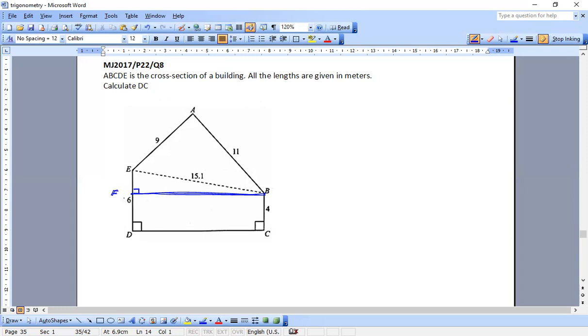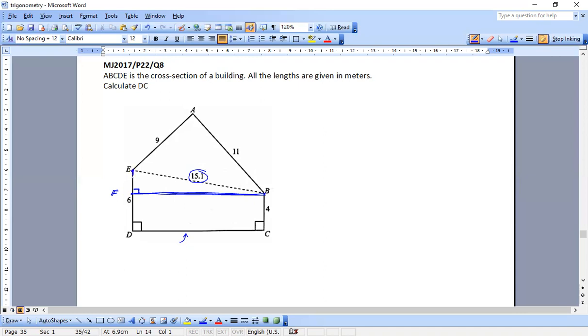And the length of BF is the same as the length of CD. So if I somehow find out the length of BF, I'll be able to know the value of CD. So now instead of finding CD, I'll focus on finding out the length of BF. In triangle BFE, BE is the hypotenuse, which is 15.1. And EF becomes 2. How?